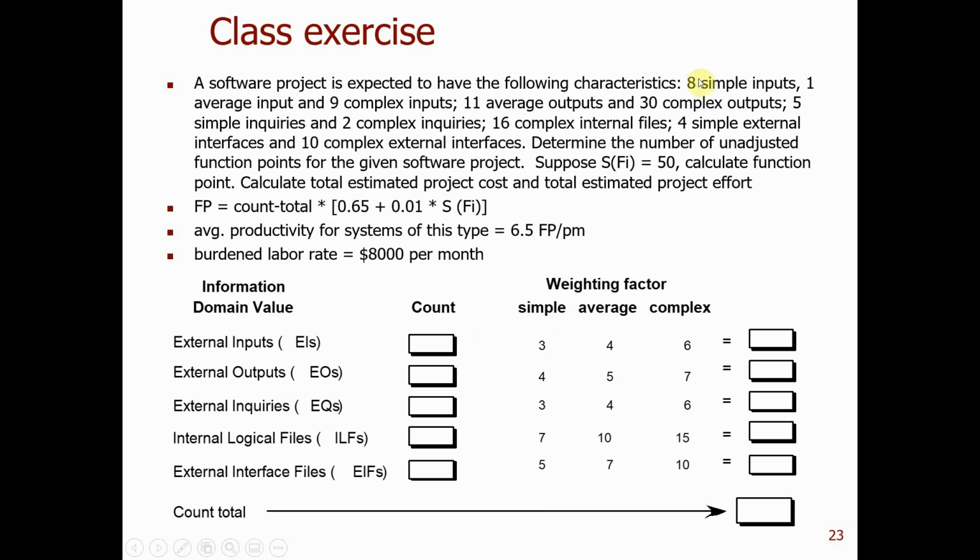So here you have 8 simple inputs, which is 8 times 3, plus 1 average, 1 times 4, plus 9 complex, 9 times 6. Here you add them up, so you have this dot product, and then you have the unadjusted value for external input.